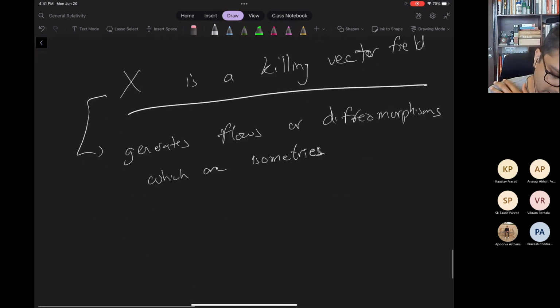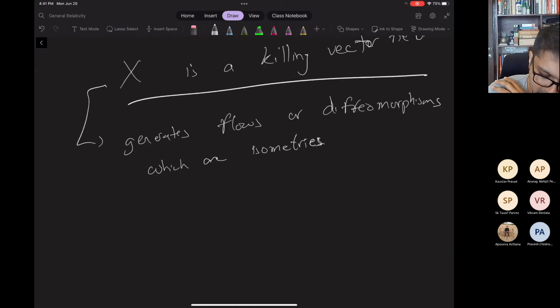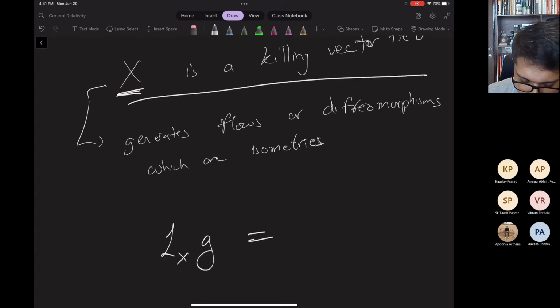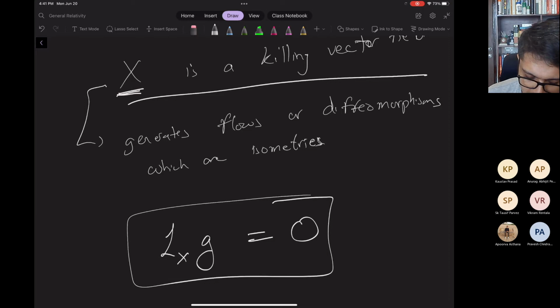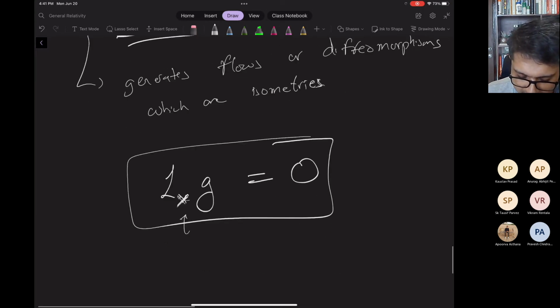And in particular, what this means is that when I generate a flow with X, G transforms, and what we're saying is that G basically is not changing under this flow, which means that the Lie derivative of G is 0. This defines a Killing vector field. So vector fields X for which this Lie derivative is 0, these are Killing vector fields.